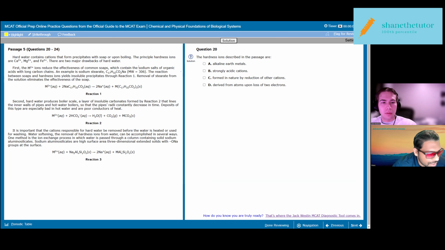Let me just read this. Hard water contains cations that form precipitates with soap or upon boiling. The principal hardness ions are these. There are two major drawbacks of hard water. First drawback is that the plus two cations reduce the effectiveness of common soaps. And okay, you said soaps buzzword. What can you tell me about soaps?